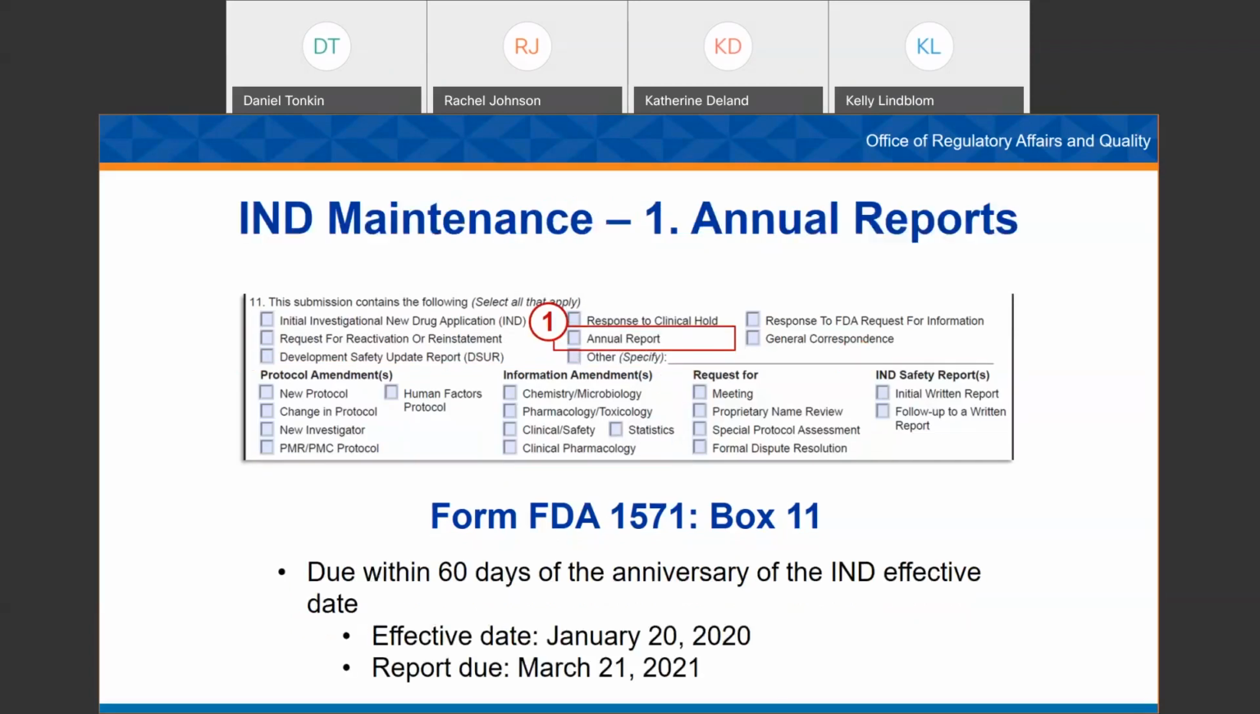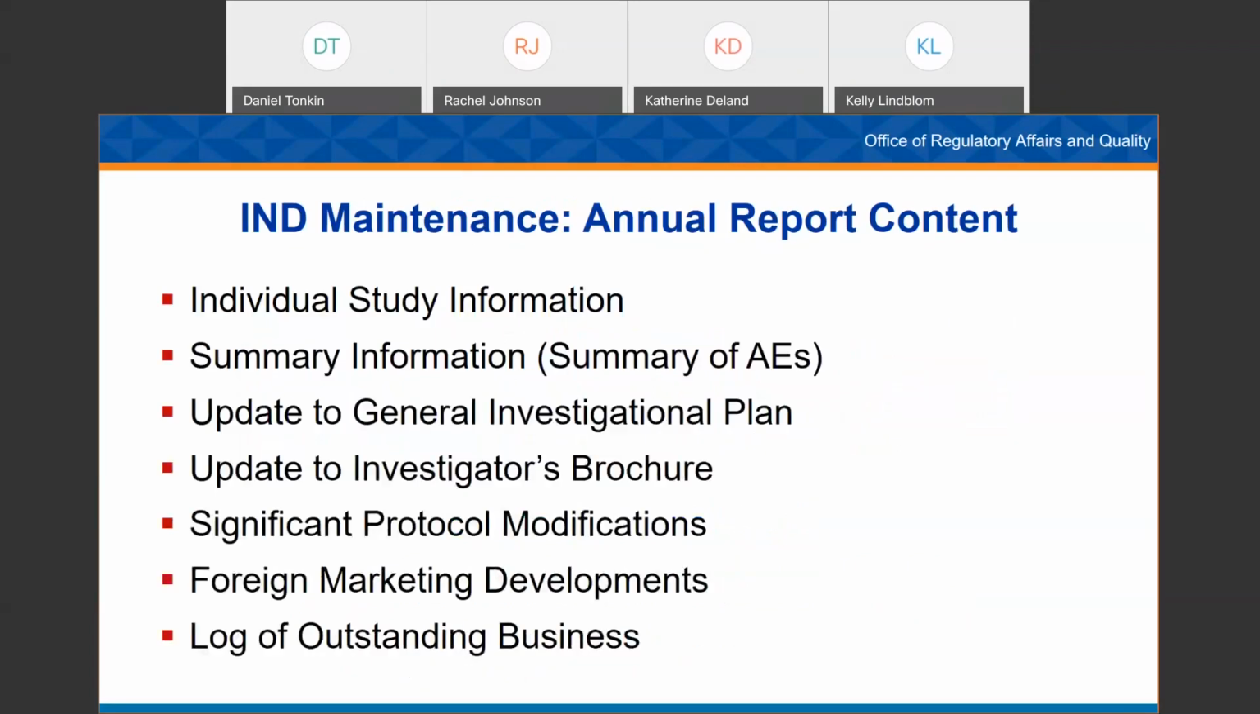So an annual report is due 60 days after the anniversary of the IND effective date. There's quite a bit of information that goes into the annual report. You will be providing individual study information such as updates on enrollment to the study. You'll also provide summary information, which includes updates on clinical and non-clinical investigations, any manufacturing changes that have been made, as well as a summary of the adverse events that have been reported during the previous year.